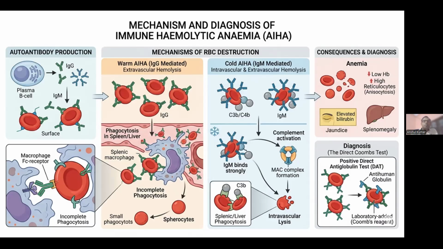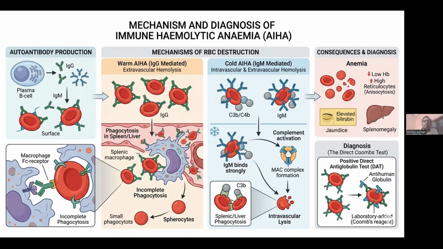Here you can see complement in addition to IgM. There are two important complements, C3b and C4b, whose activation takes place and which bind to the red blood cell surface. The IgM antibody binds strongly, and as such complement activation takes place. Due to complement activation, a membrane attack complex is formed, which finally leads to the lysis of the red blood cells.